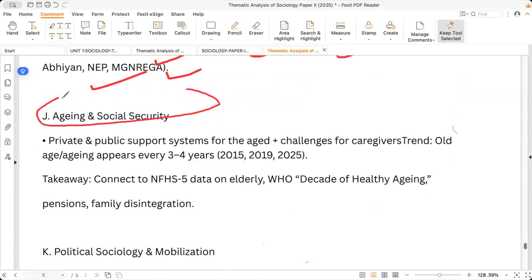Another dimension is aging and social security: private and public support systems for the aged, challenges for caregivers. The trend is that old age appears every 2-3 years. I think it appeared in 15, 19, and I think 22, 23 also had something related to the elderly. So it is something which will surface. The process of becoming older is called aging.